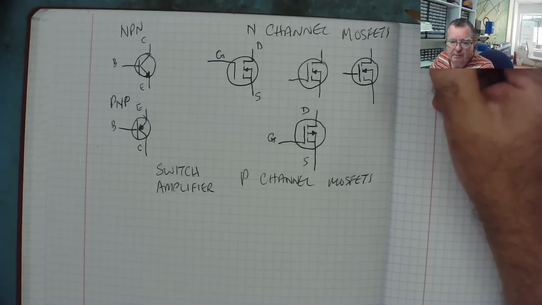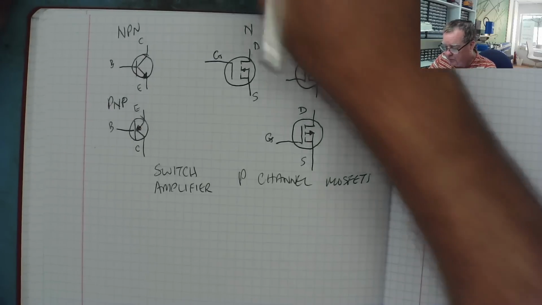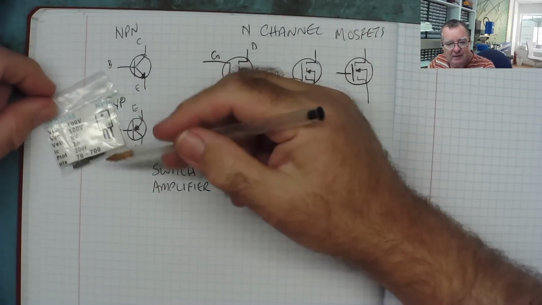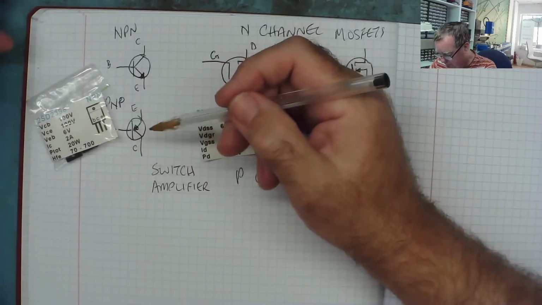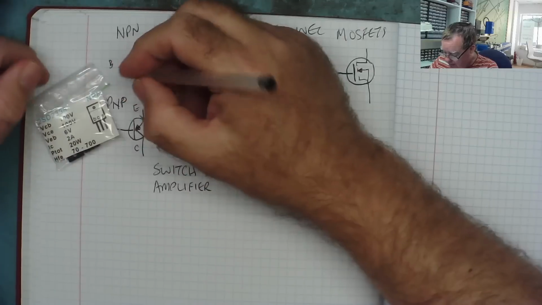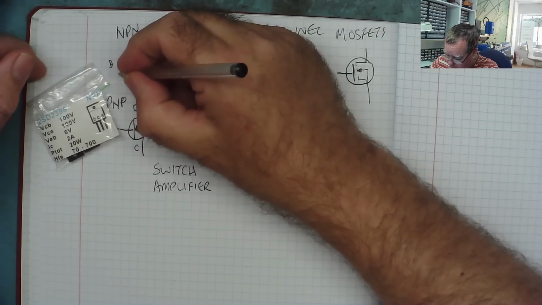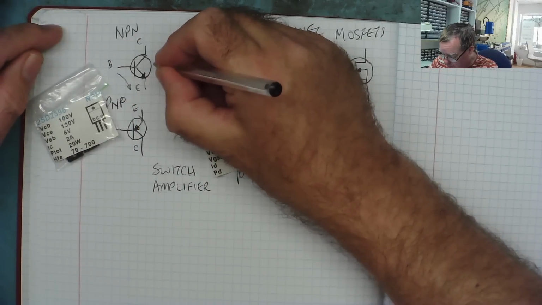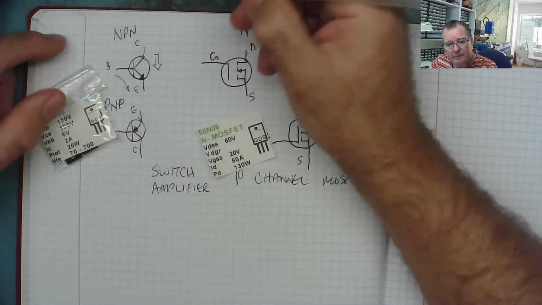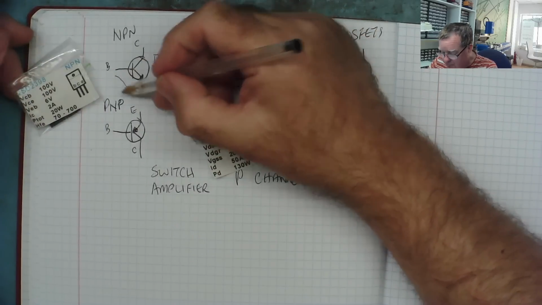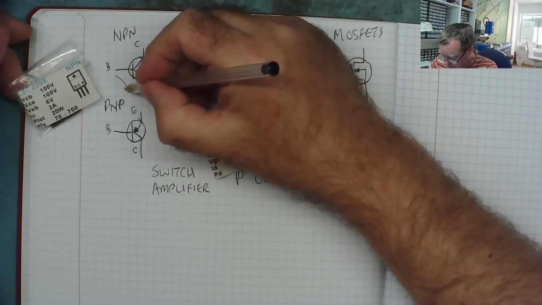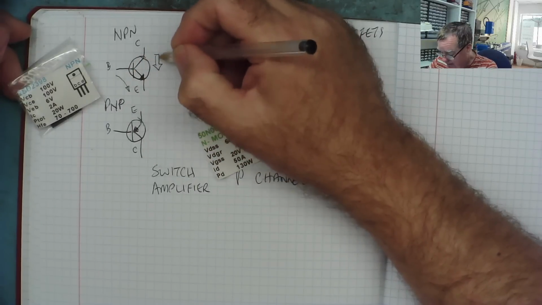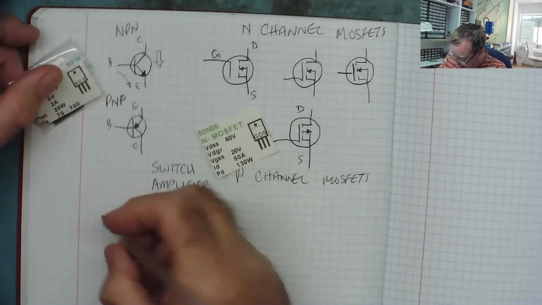The first major difference between your MOSFET and your bipolar transistor. A bipolar transistor is a current controlled device. So the current flowing from the base to the emitter will control the larger current flowing from the collector to the emitter. And the ratio between the control current, the base current, and the collector current is called the gain.